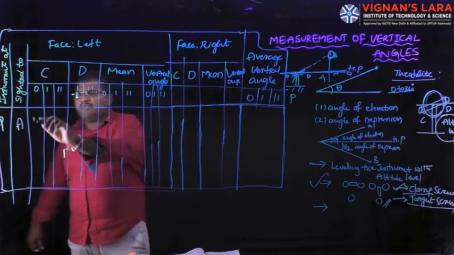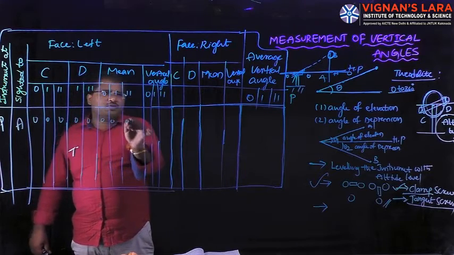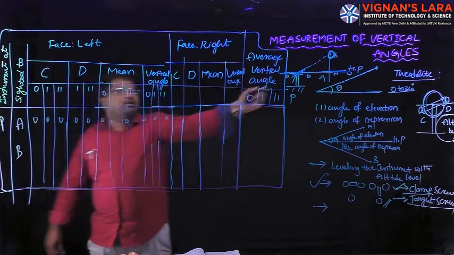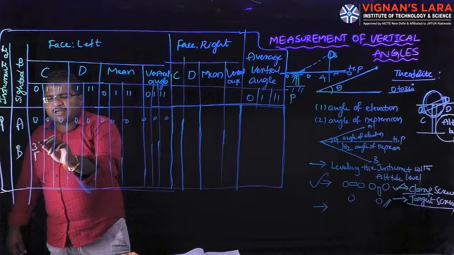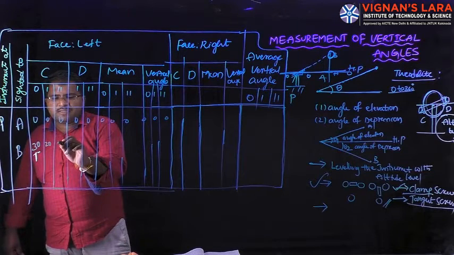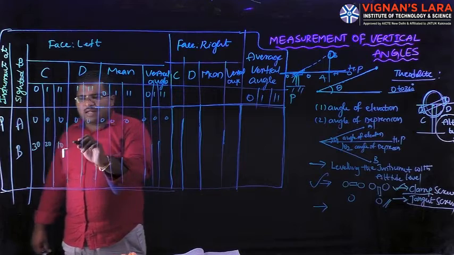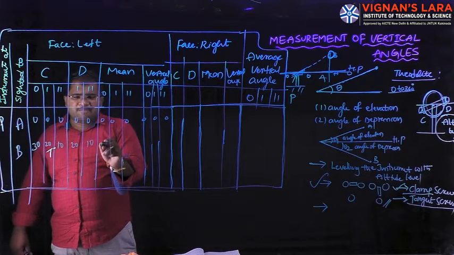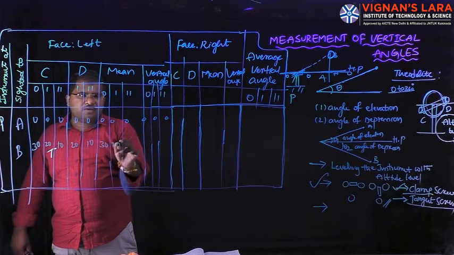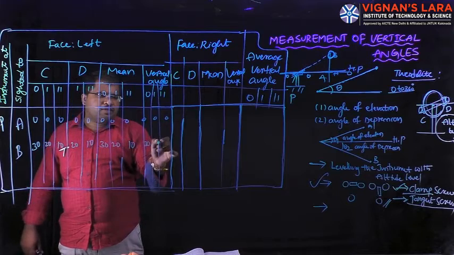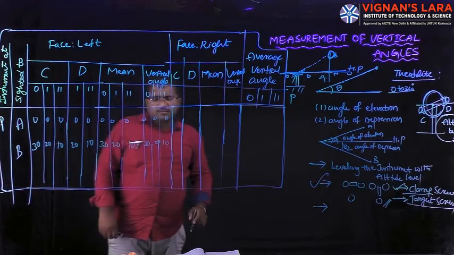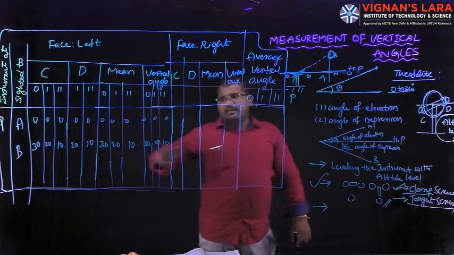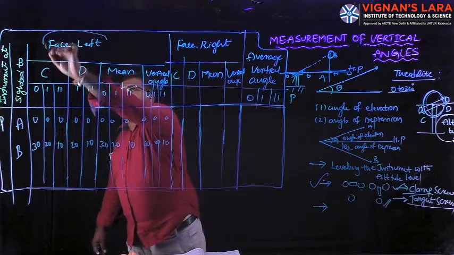Point A has all values 0, 0, 0, 0, 0. So finally the vertical value is also 0. Suppose I am sighting towards B, where I got 30 degrees, 20 minutes, 10 seconds, and also here I got 20, 10. The values won't be the same, but there will be some difference. So the mean will be 30, 20, 10, and the vertical angle is 30 degrees, 20 minutes, 10 seconds. Like that we need to enter the data. This is the observation for face left.